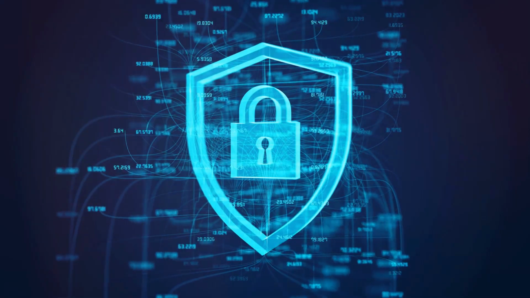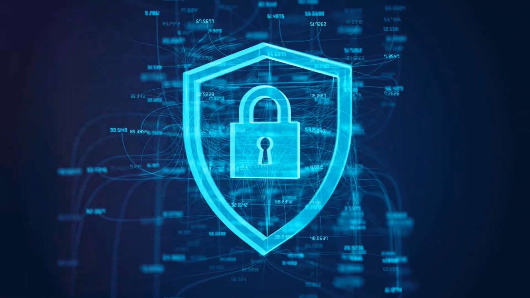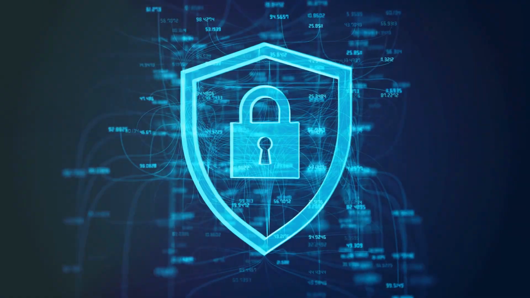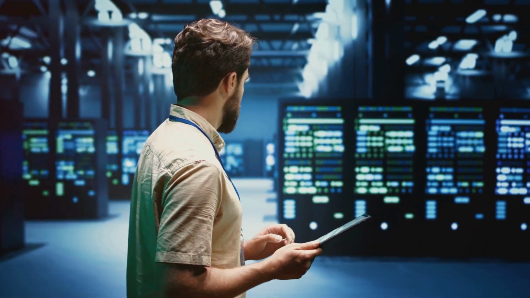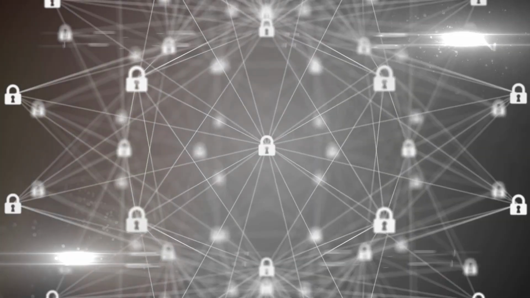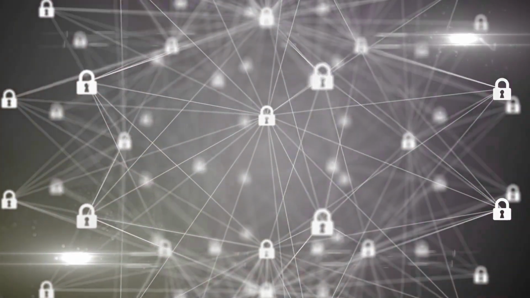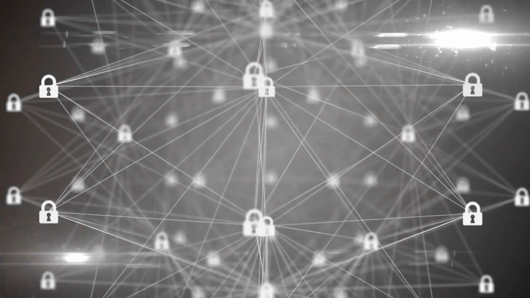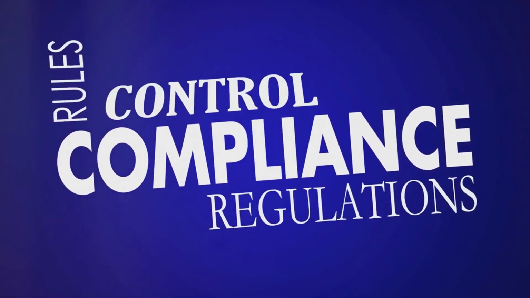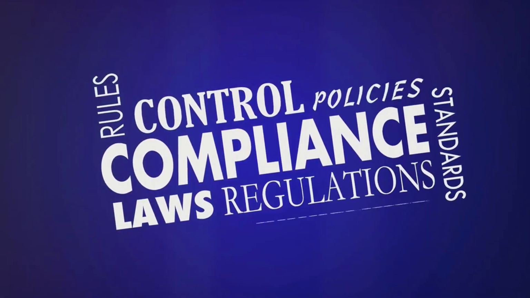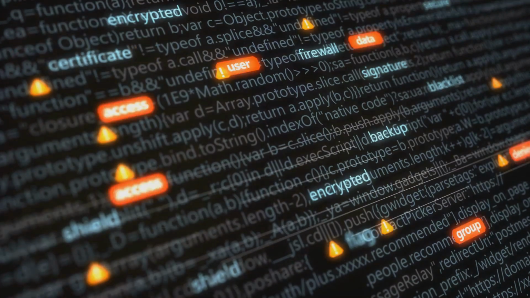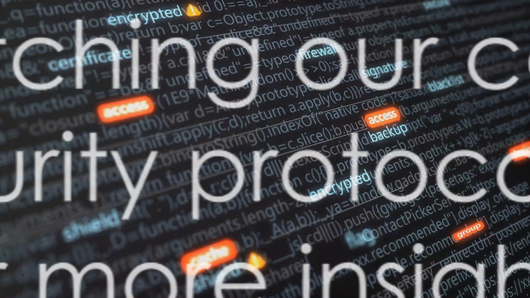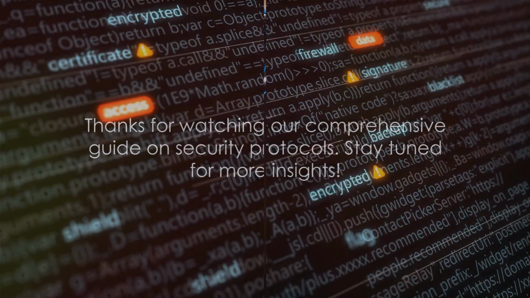For instance, PCI DSS requires secure network and systems, which may mean implementing protocols like TLS or IPsec. HIPAA necessitates secure access controls, making SSH a good fit. GDPR demands data integrity and confidentiality, putting encryption protocols in the spotlight. In essence, these standards and regulations push us towards best practices, ensuring we're not just ticking off boxes, but genuinely securing our systems. That wraps up our discussion on security protocols.